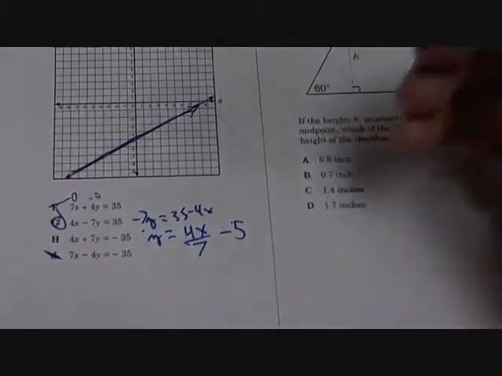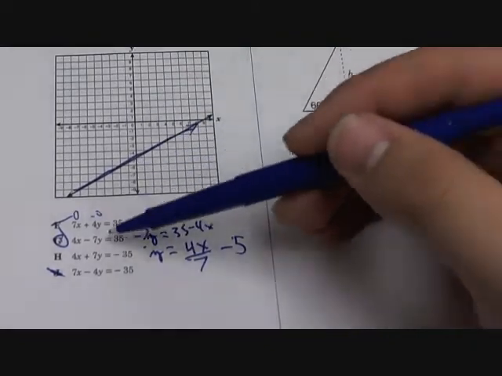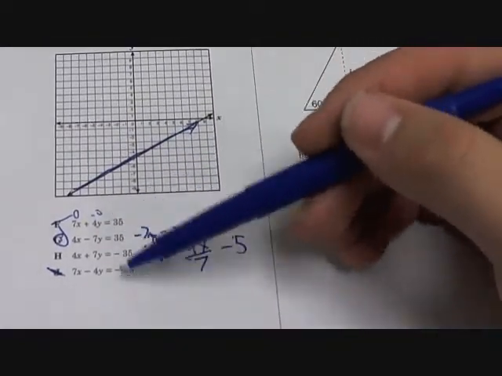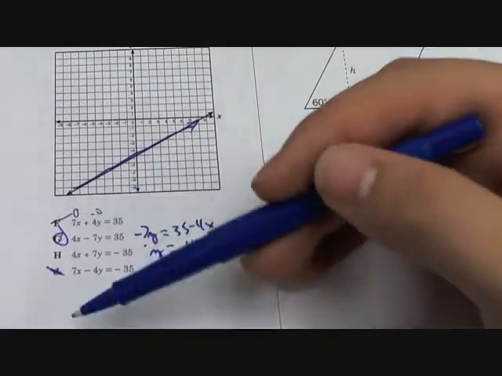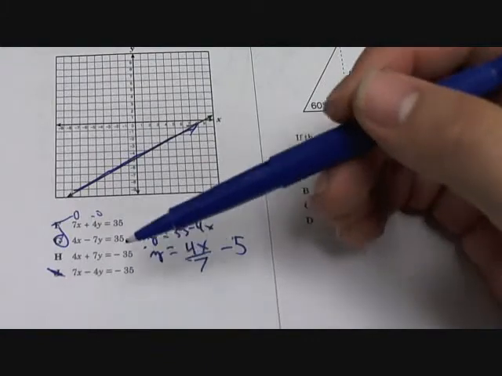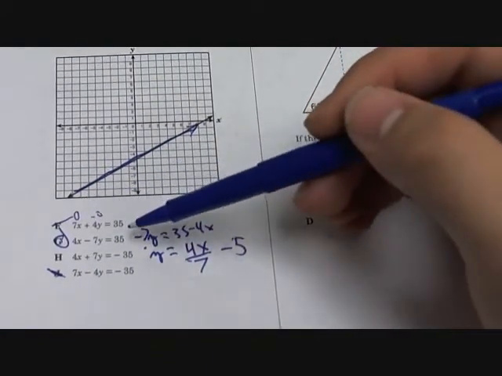So again, we cancel out first. When x is 0, y is negative 5. So you plug in and they have to equal to these two numbers. So plug in 0 and negative 5. 7 times 0 is 0. So all the x's are going to be 0. So you only have to worry about the y's. 4 times negative 5 is negative 20, not 35. So you cancel that one off.